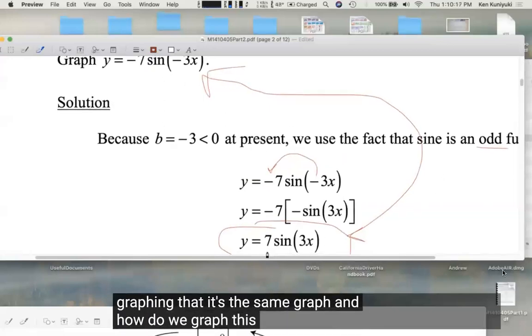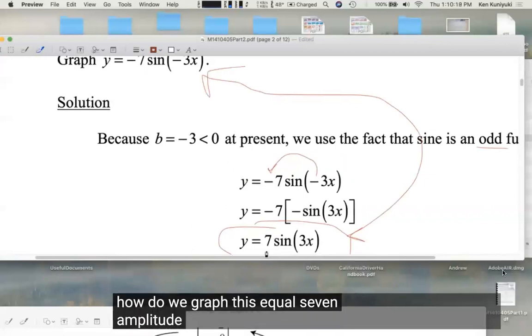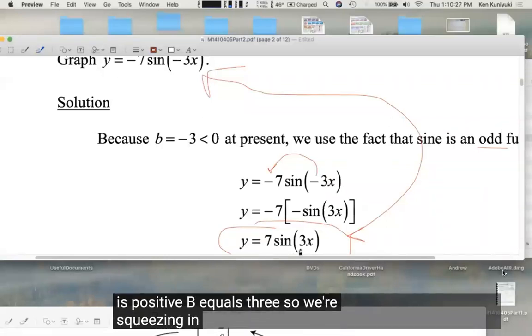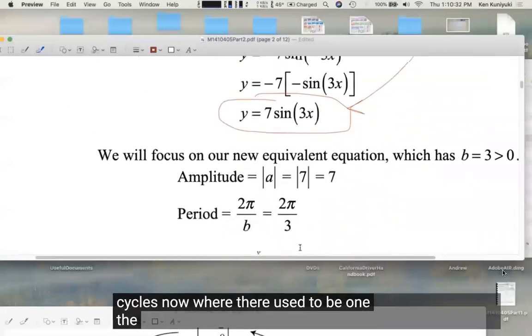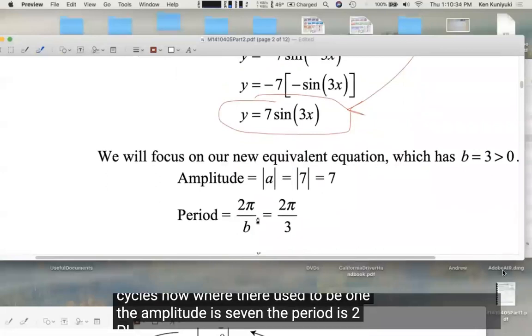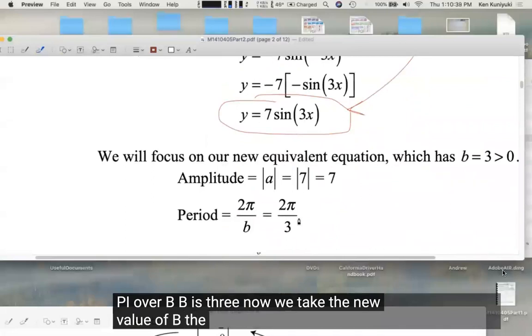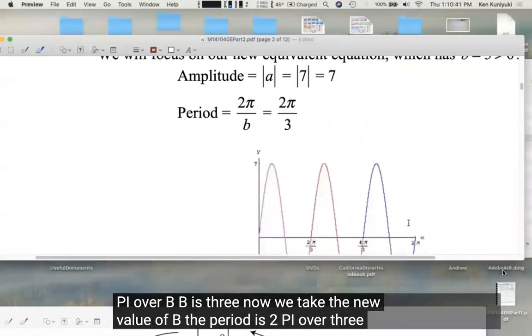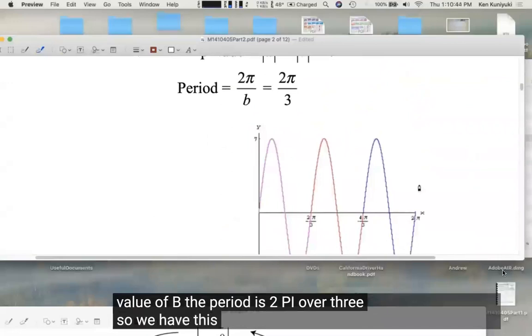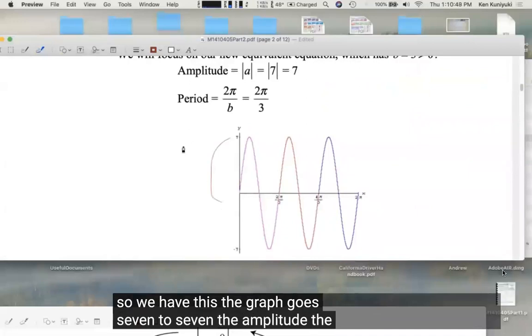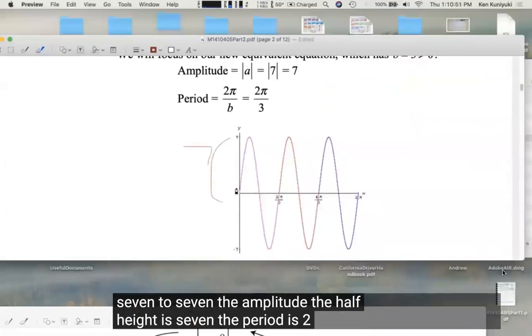And how do we graph this? A equals 7, amplitude is 7, there's no flipping, A is positive. B equals 3, so we're squeezing in horizontally. We have 3 cycles now where there used to be 1. The amplitude is 7, the period is 2 pi over b. B is 3 now. We take the new value of b. The period is 2 pi over 3. So we have this. The graph goes from -7 to 7. The amplitude, the half height is 7. The period is 2 pi over 3.